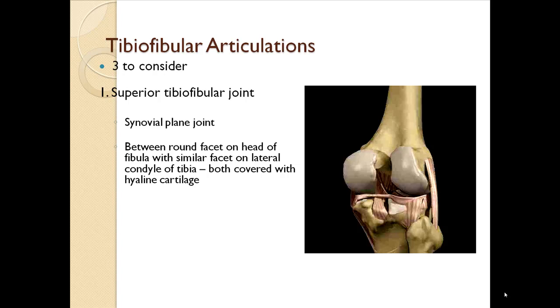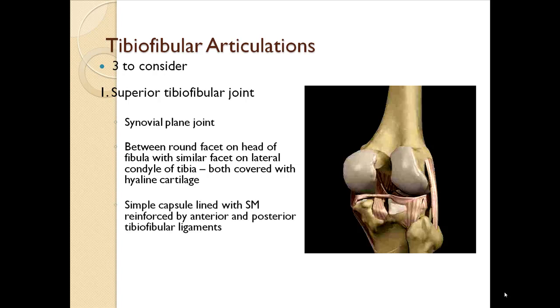They're both lined with hyaline cartilage and have a capsule with lining of synovial membrane, features that are familiar in any synovial joint. It is also reinforced anteriorly and posteriorly by the tibiofibular ligaments. The movements available at this articulation are merely accessory movements of anterior and posterior glides.